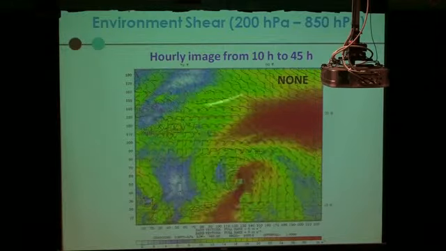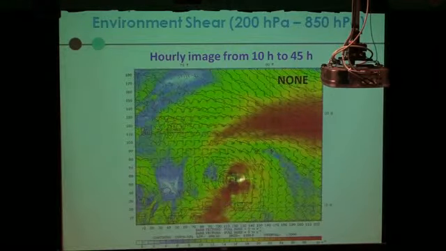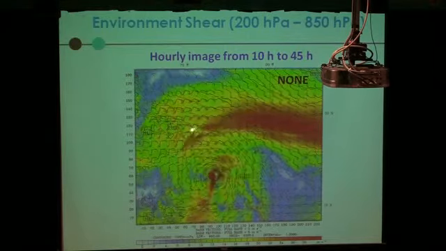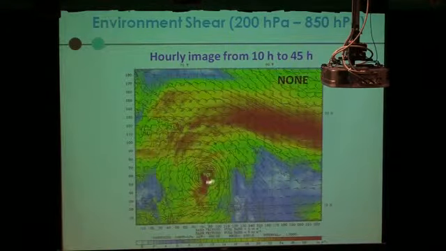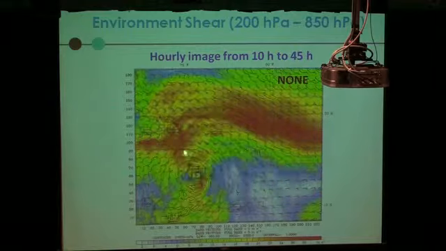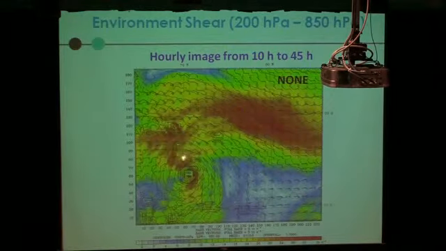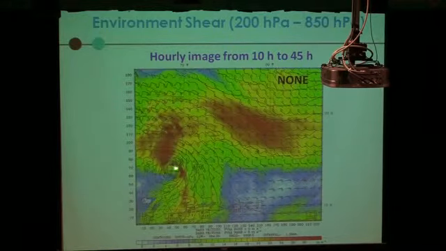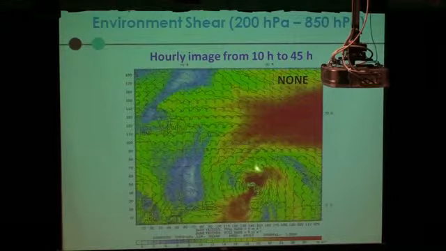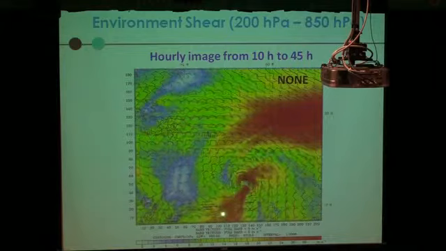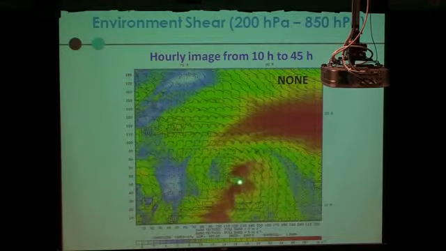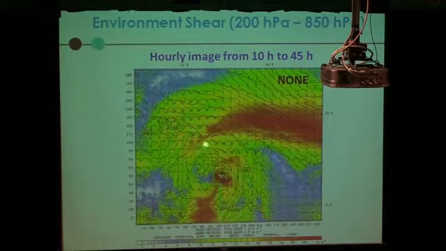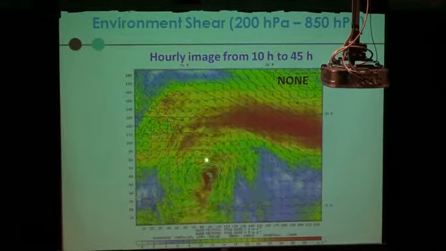So this is a control case, the NAM, and this is the 200 millibar minus 850 millibar. So you can see all the warm colors mean strong shear. So this is Emily kind of attached to the strong shear to the north. The beginning is north and then to the south. So later on it's still attached to the north. So let's look again. The beginning is kind of south, there's a very strong shear going on, and then it kind of detaches a little bit, but then it's attached to the north part of the shear again. So you can see.